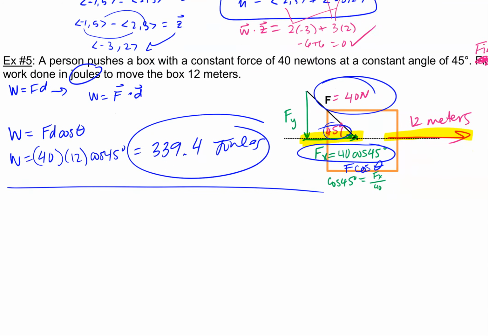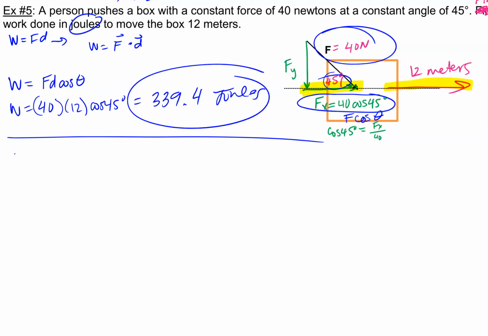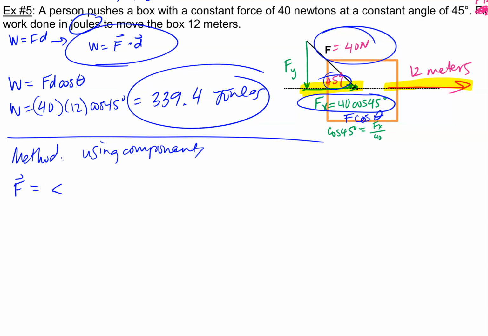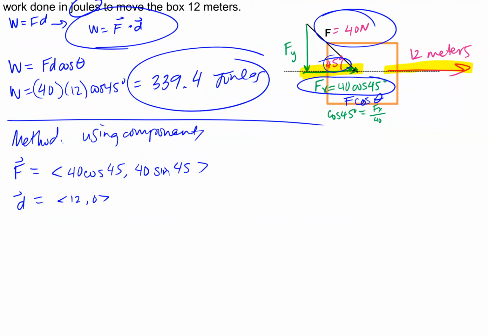Okay, that's method 1 using physics, but what we could do, I'm going to use method 2, which is using components. All right. So I said work was just force dot distance. So my force here, right, let's write my force vector in components. So the x component is 40 times cosine 45. My y component is 40 times sine of 45 degrees. My distance vector, right, it's all in the x, so it's 12, 0. There's no component in the y.